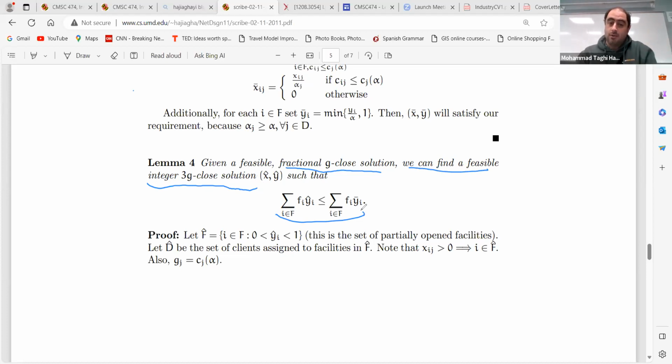Before, the facility cost already went up because of this dividing by alpha. As I mentioned, alpha would be constant. However, from this solution that I obtained, I can find another solution where the facility cost does not go up. Here, the connection cost actually may go up, but I will bound that one. In the previous case, only the facility cost went up by a factor alpha. Now nothing happens to the facility cost anymore, but the connection cost may go up.